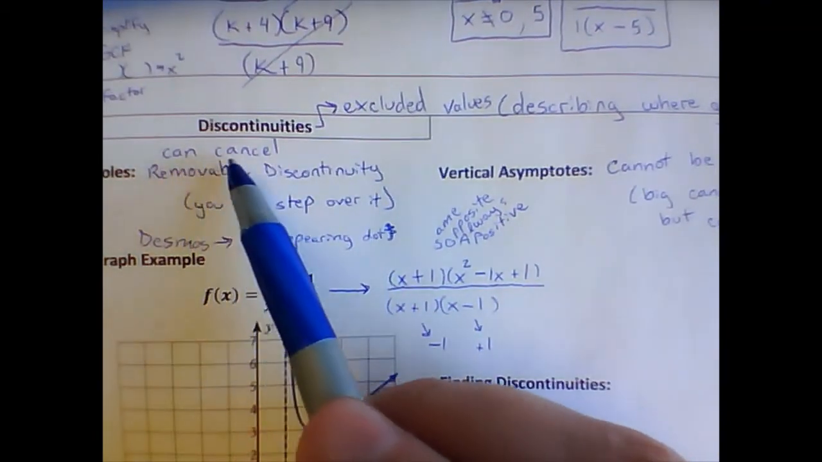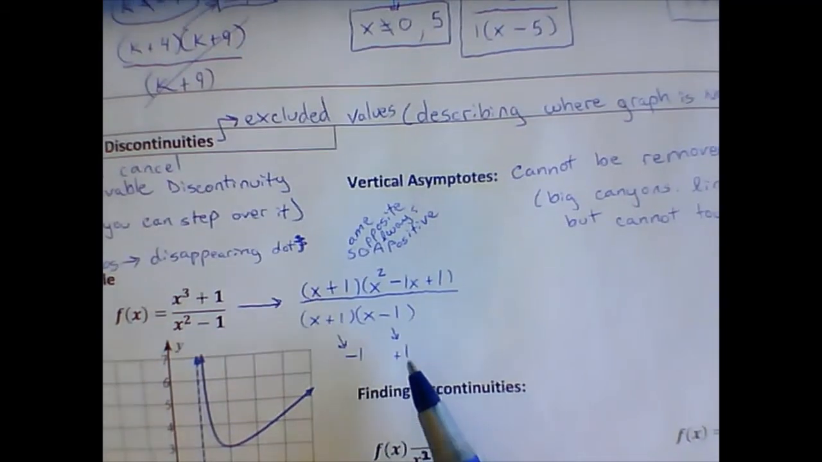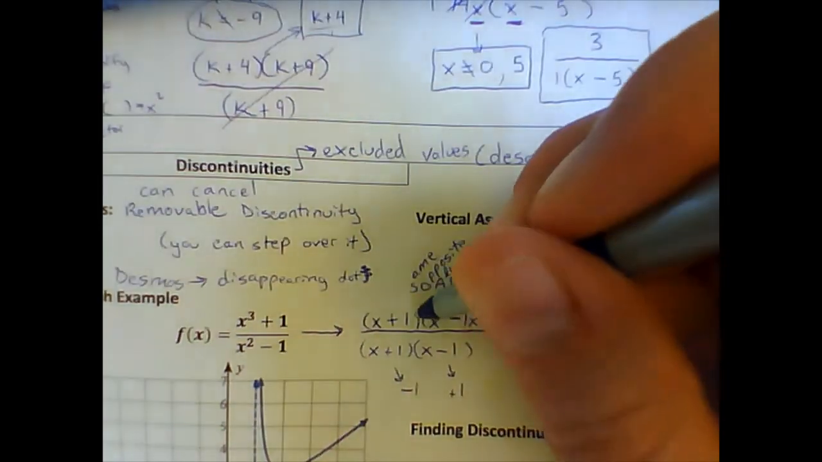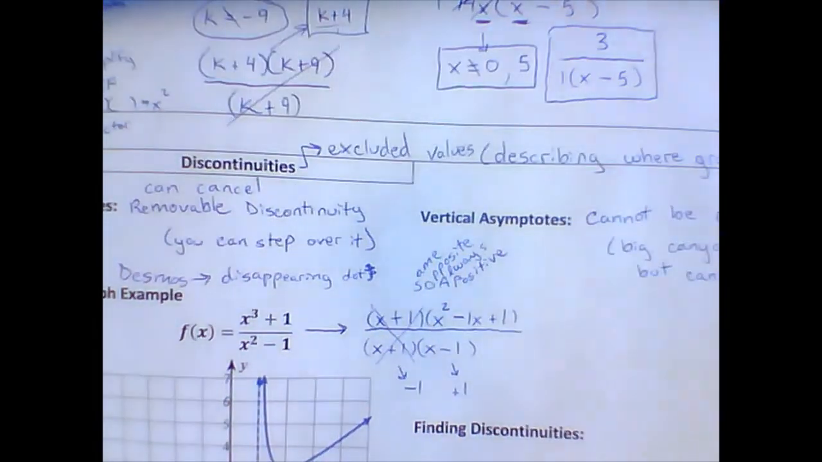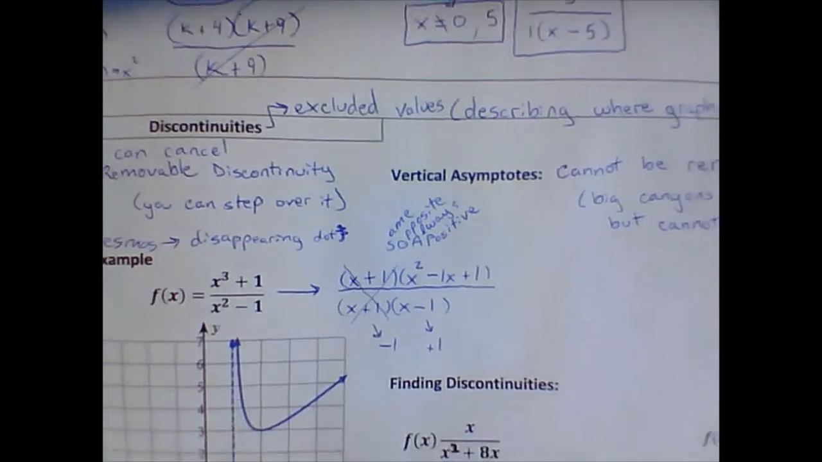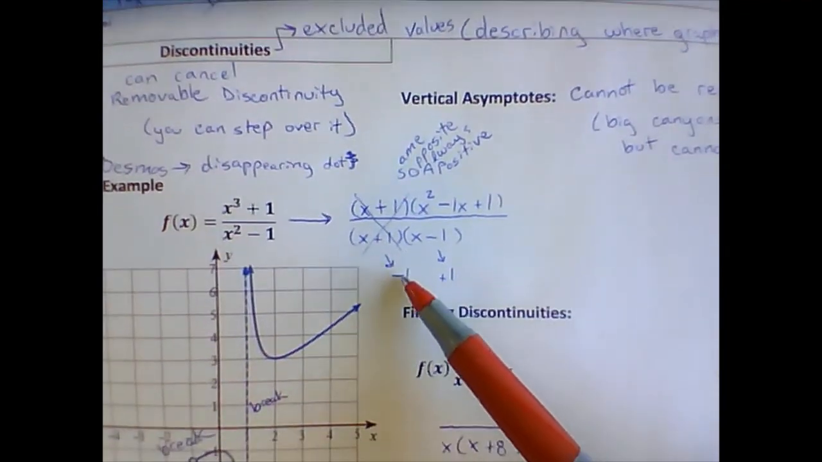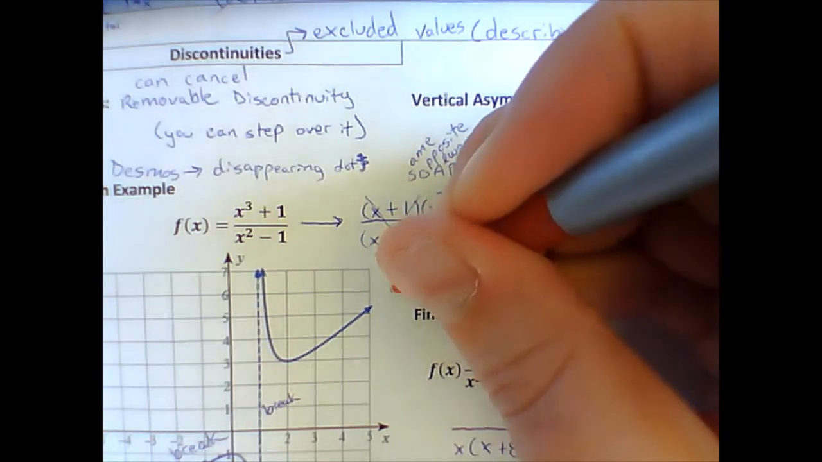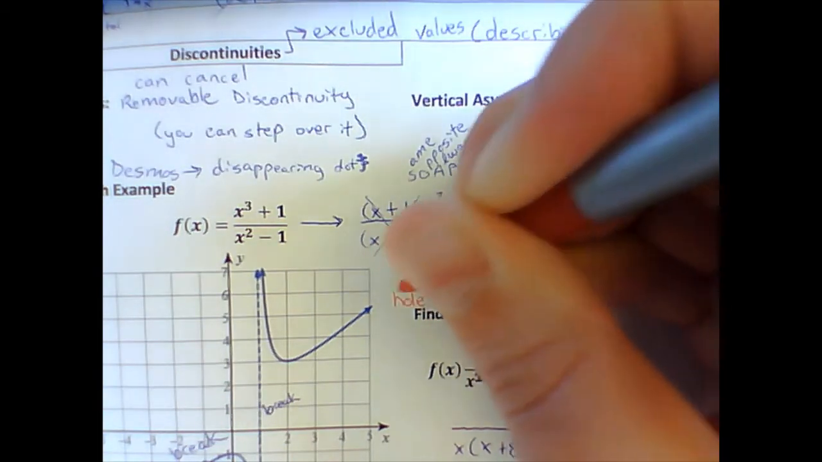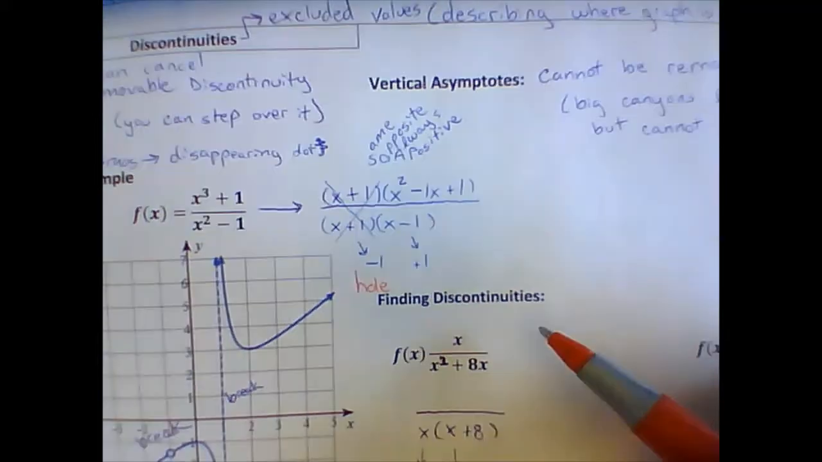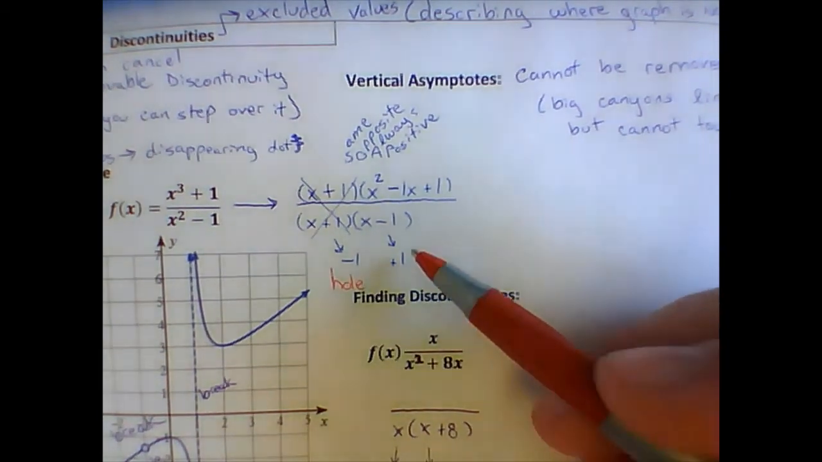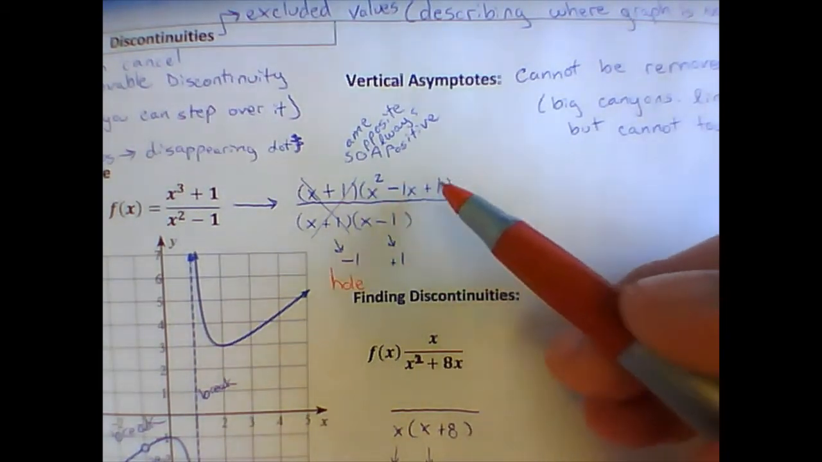Sums and differences both can be factored with SOAP. All right, we're now looking for what can cancel. Well, look, there's parentheses x plus 1s. They can cancel. And the x plus 1 on the bottom was making a discontinuity. All right, because the parenthesis it came from canceled, that discontinuity is a hole because it was removed out of the rational function.